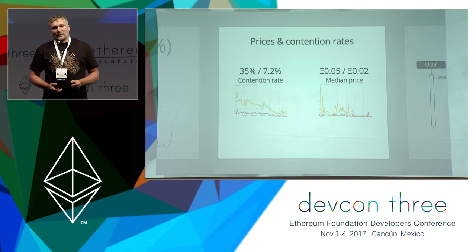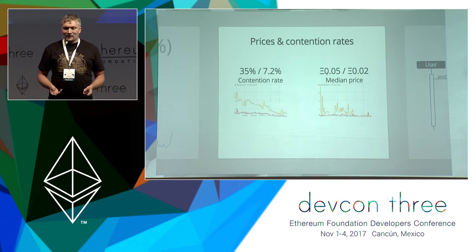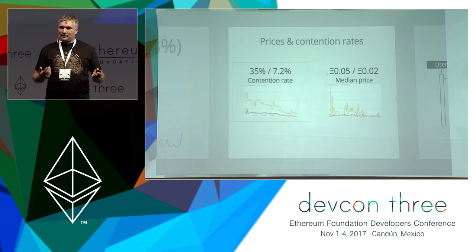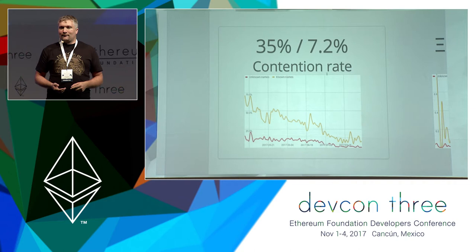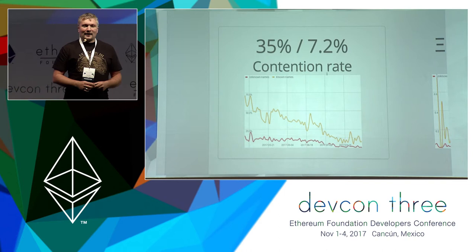It's interesting to look at how much people paid on average for an ENS name, or rather how much they deposited, and what proportion of names were contentious, had more than one bid. If we divide names up into names that were in a short list that we have of common domain names and dictionary words and those that aren't, about 35% of those that were in the dictionary were contended, had more than one bid, compared to only about 7.2% of names that weren't in the list.